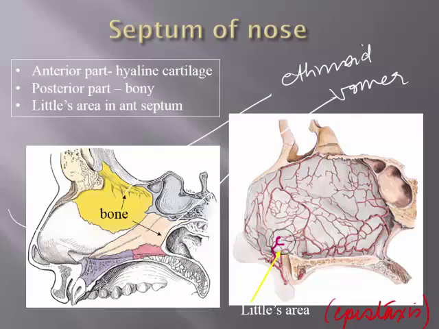Or somebody has a scab in the nose and you pick and you tear that, and again, you can do that. And that's where nosebleeds occur. And bleeding from the nose is known as epistaxis.